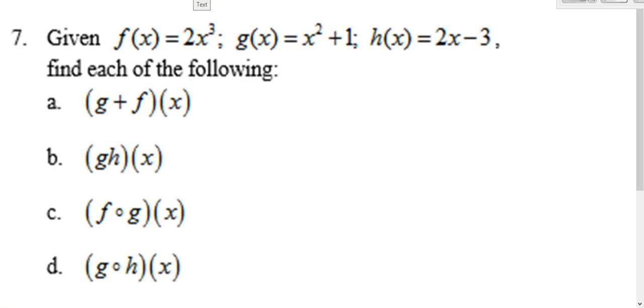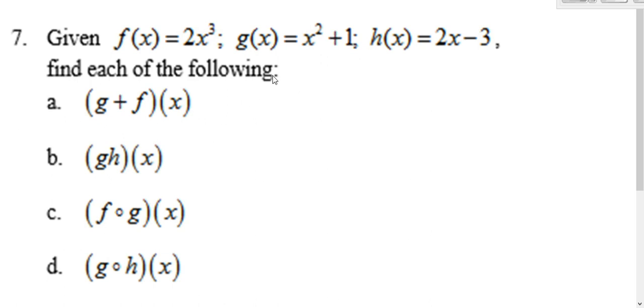Given two or three functions, we're going to do g plus f. G plus f means that we're just going to add the two functions together. It's not giving us a value to plug in. It just says x. So we're just adding the two functions together.